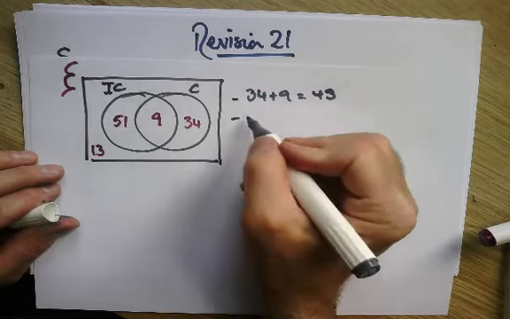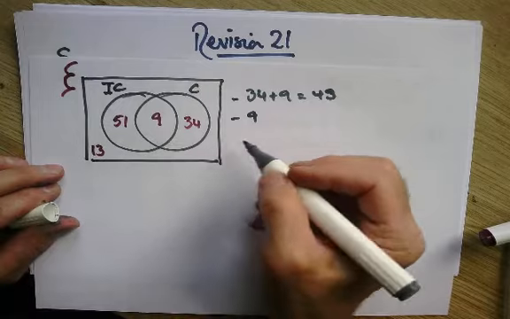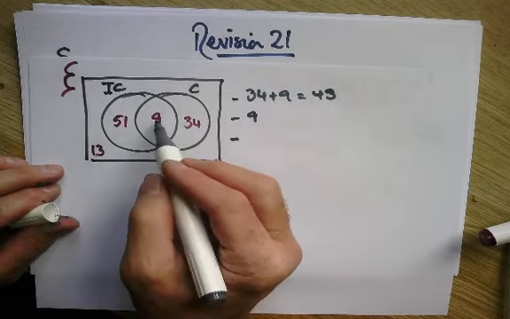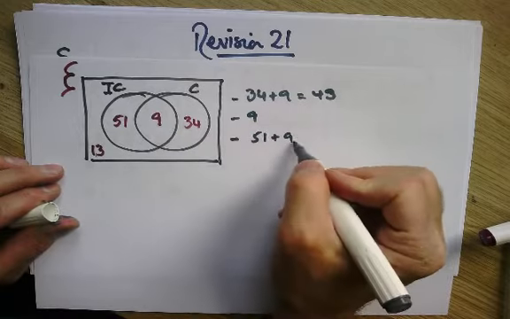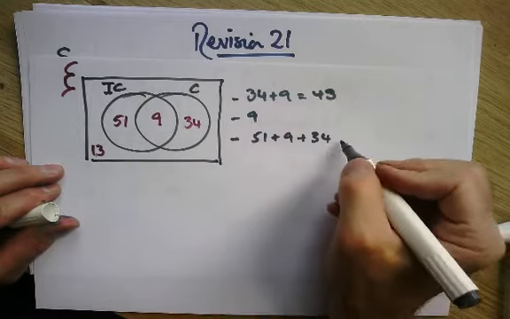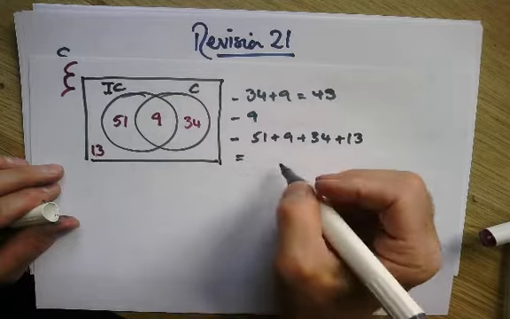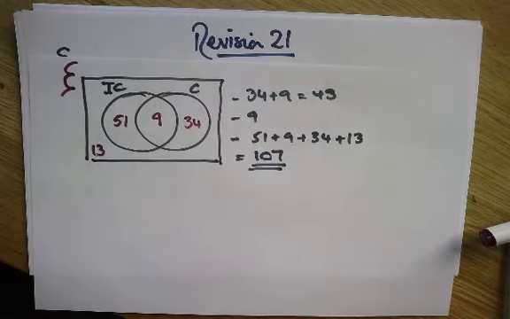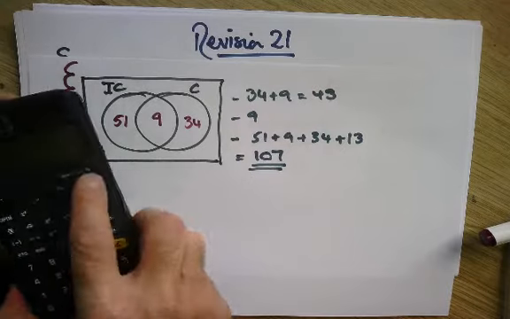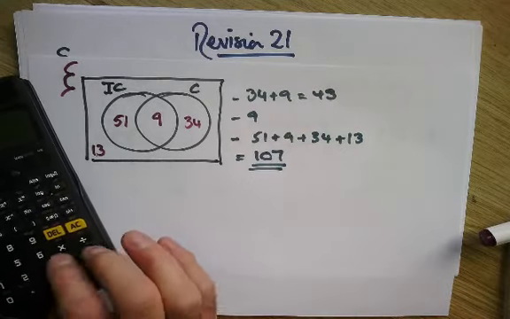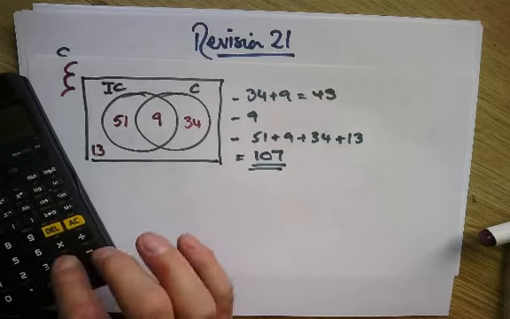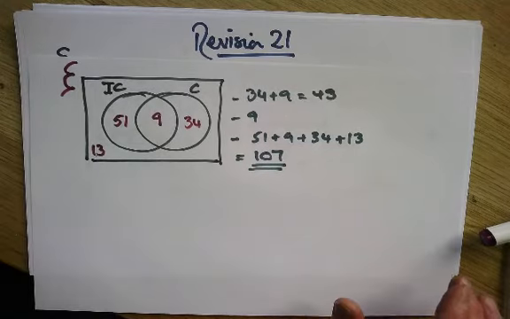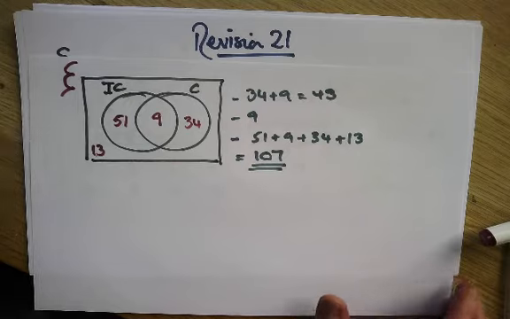How many guests had ice cream and custard? Ice cream and custard is just 9. So they just had 9. And how many guests went to the wedding? Well, that's all of these people here. So it's 51 plus the 9 is 60, plus the 34 is 94, plus the 13 is 107. So there's 107 people went to the party. I'm just going to use my calculator because it's late in the day and I'm now tired, so I don't make silly mistakes. 107. Boom. There you go.